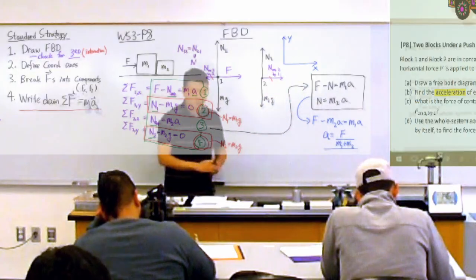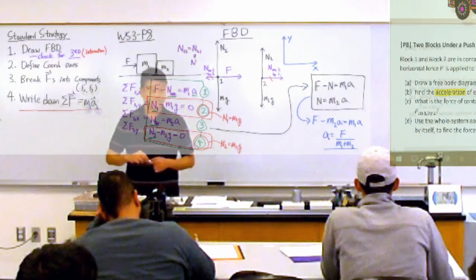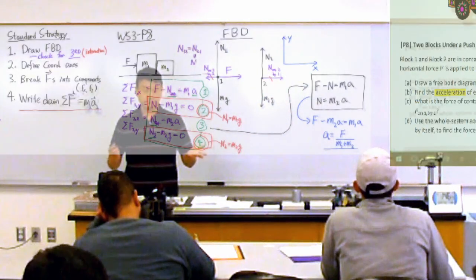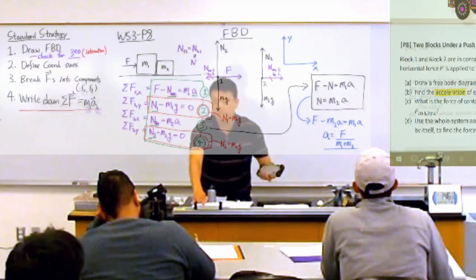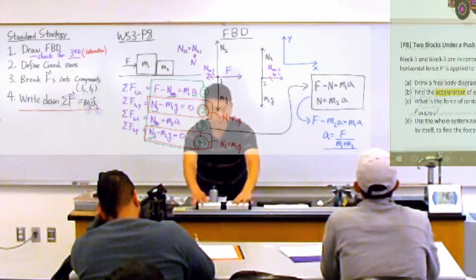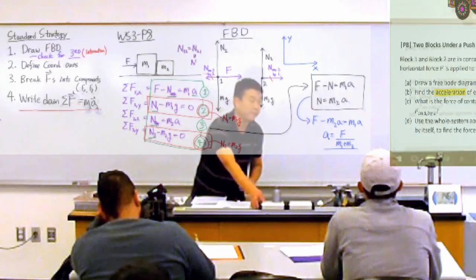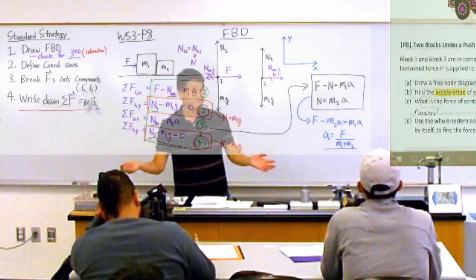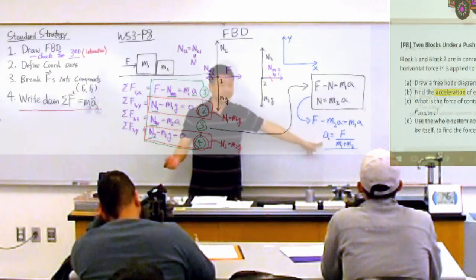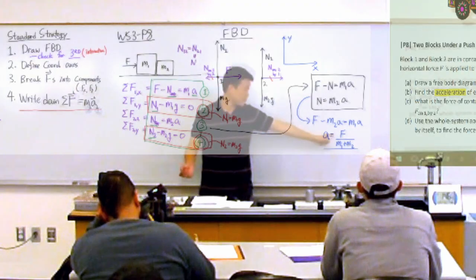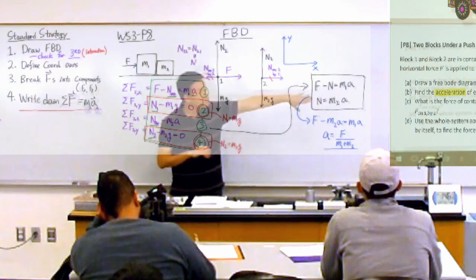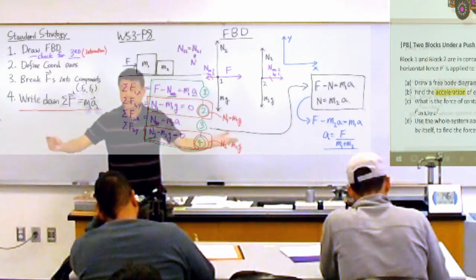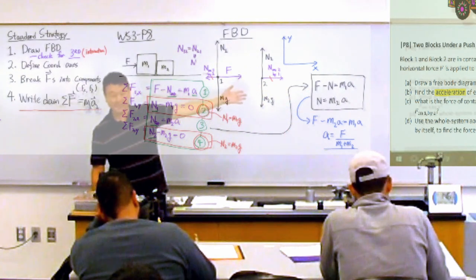Is this the answer you would have guessed? If somebody just told you, this block has mass m1, this block has mass m2, I'm applying a force F to both of them, what's the acceleration? Would you have guessed this? Force divided by total mass. I'm using this problem as an example because this is not a difficult question.